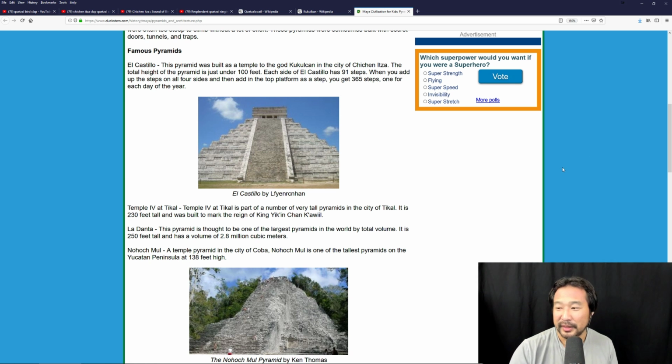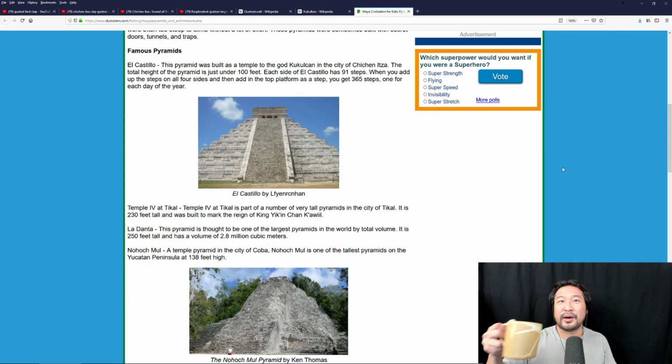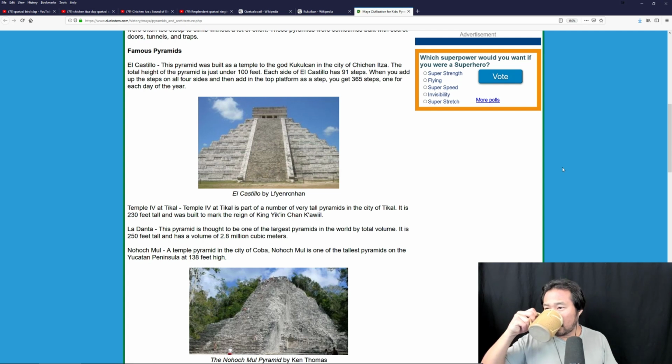That's using some numerology as well. I mean, why 91 steps in that top step? Why not just keep it 90? Obviously, 90 and 90 and 90 and 90 get 360. Why make it 365 steps? 365 is a significant number. Now there's more to this.